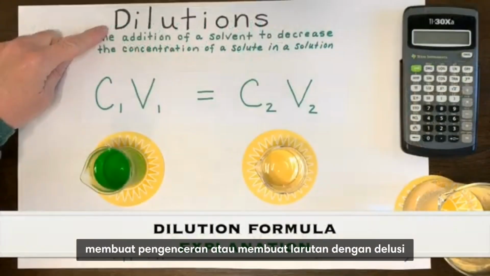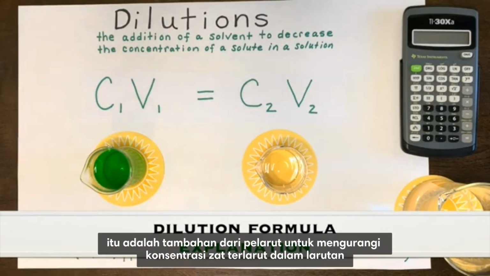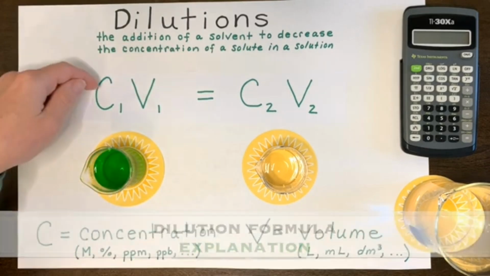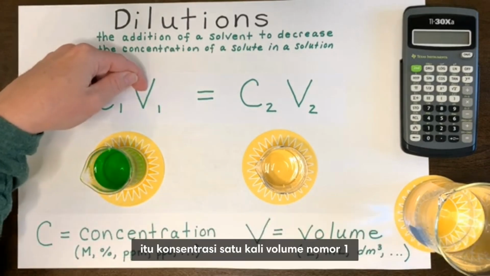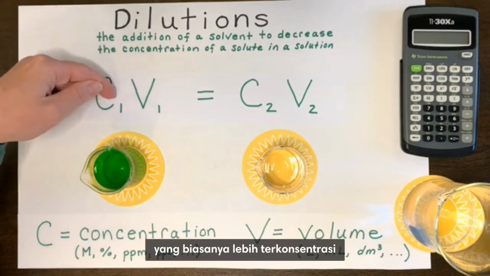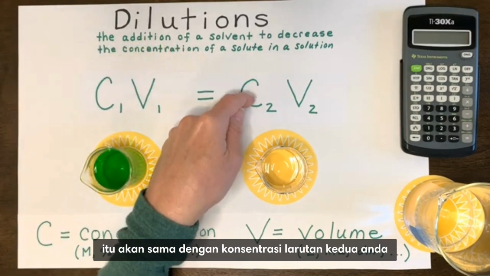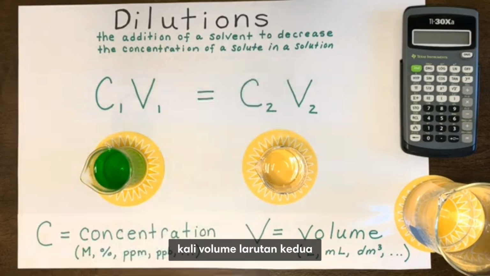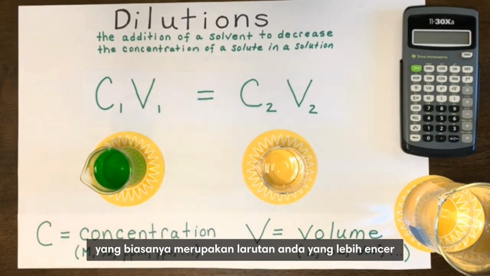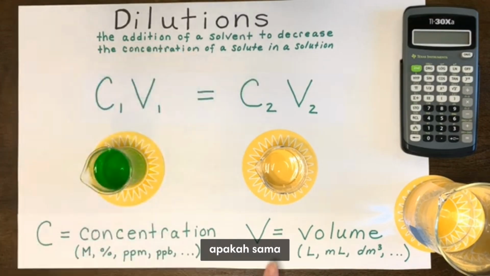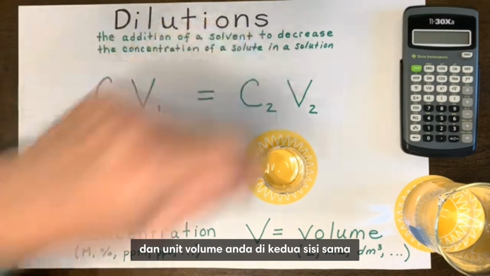Making a dilution, or making a solution by dilution, is the addition of a solvent to decrease the concentration of the solute in a solution. It's concentration 1 times the volume 1, which is usually the more concentrated or the initial solution, and then it's going to equal the concentration of your second solution times the volume of that second solution, which typically is your more dilute solution. You just have to make sure that your concentration units on both sides are the same and your volume units on both sides are the same.